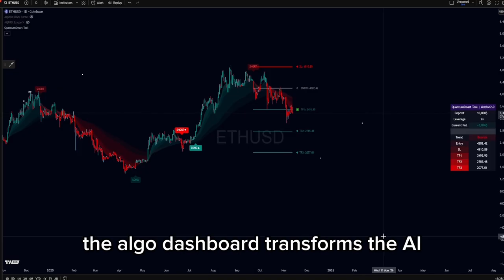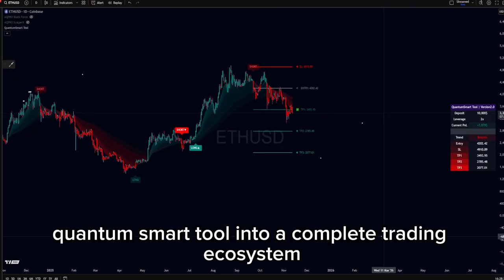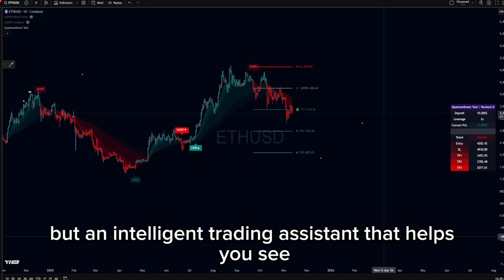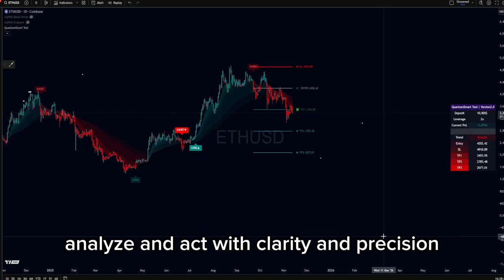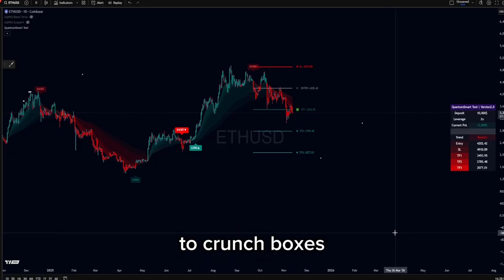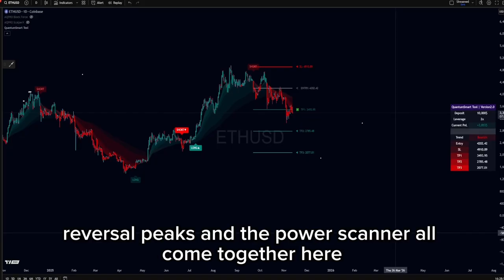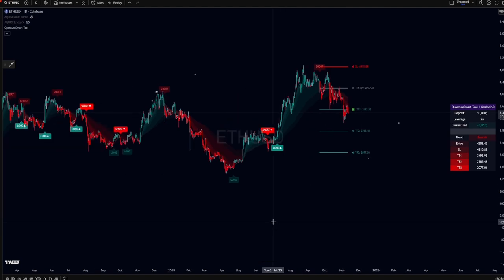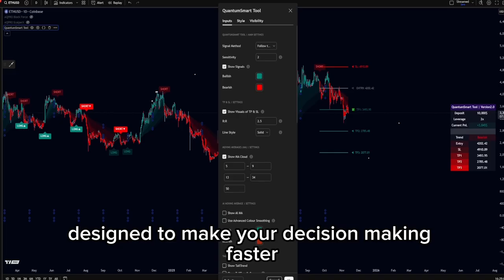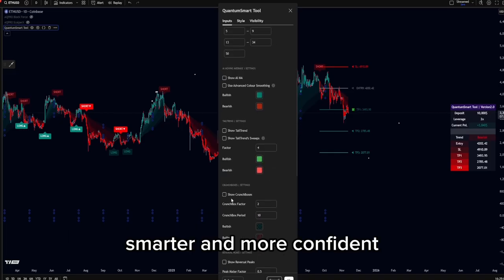In essence, the Algo Dashboard transforms the AI Quantum Smart Tool into a complete trading ecosystem. Not just an indicator, but an intelligent trading assistant that helps you see, analyze, and act with clarity and precision. Every feature, from the AI moving average and tail trend to crunch boxes, reversal peaks, and the Power Scanner, all come together here, integrated into one seamless system, designed to make your decision-making faster, smarter, and more confident.